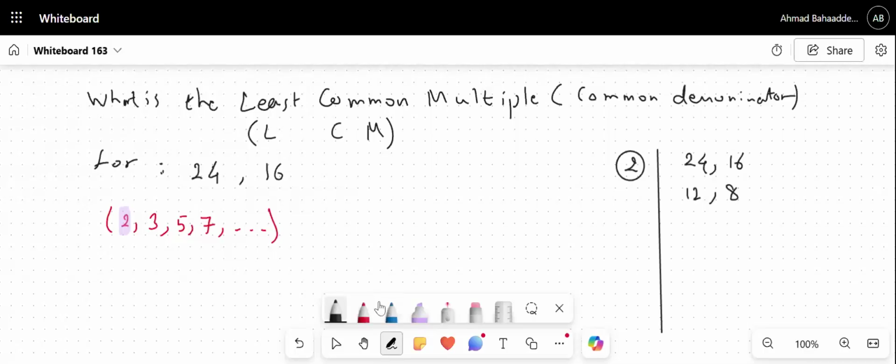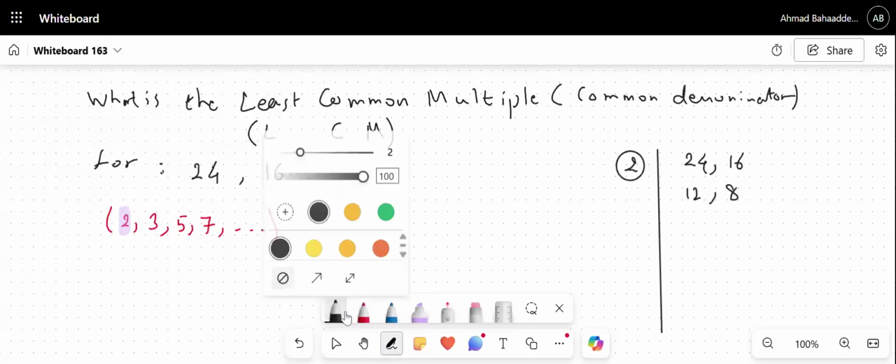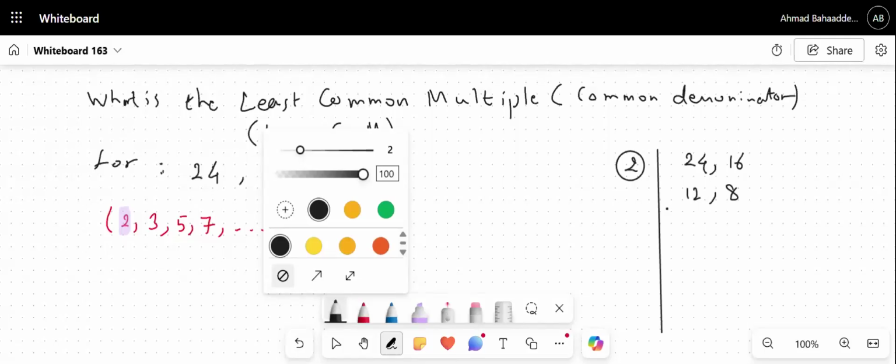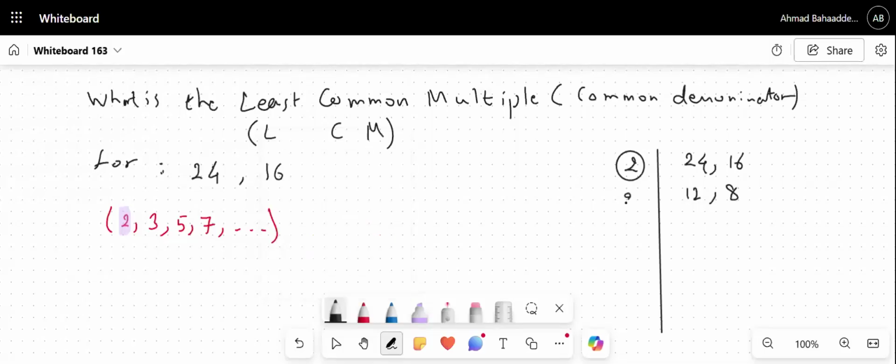Is any of the numbers left after the division still divisible by 2? Yes, both of them. 12 divided by 2 gives me 6, and 8 divided by 2 gives me 4. I continue as much as I can. Again, is any of these divisible by 2? Yes, of course. 6 divided by 2 is 3, and 4 divided by 2 is 2.